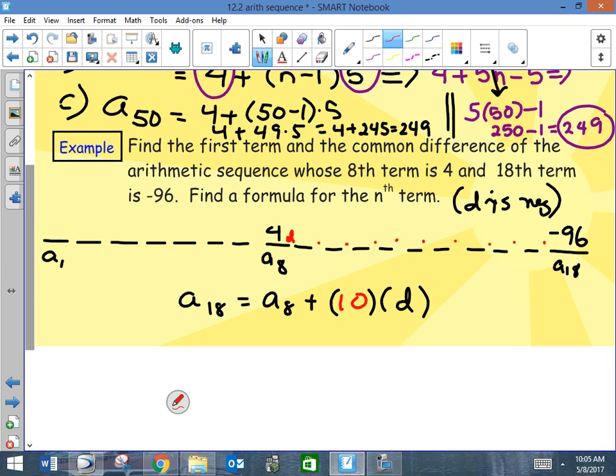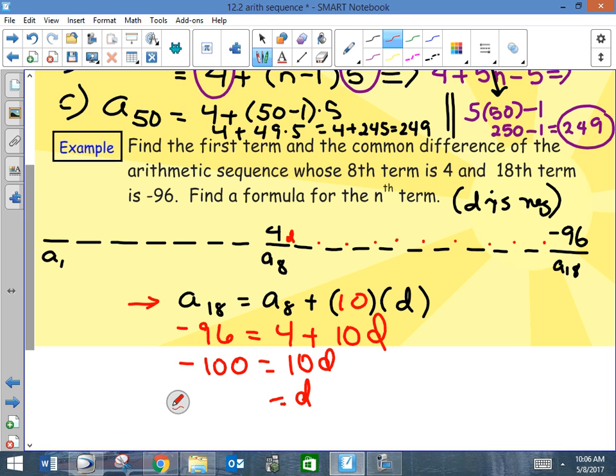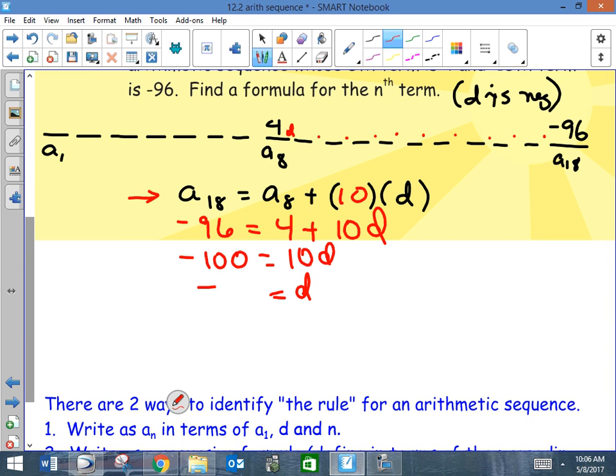Okay. Now, we know this is A18. We know that is negative 96. We know A8 is 4. We have everything but D. Okay? So basically, to do this, I just used the principle of arithmetic sequence. I didn't really go back to a formula. Okay? So I subtract my 4. I got a negative 100. And D is, in fact, negative what? 10.